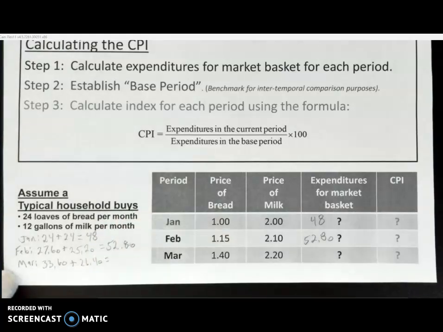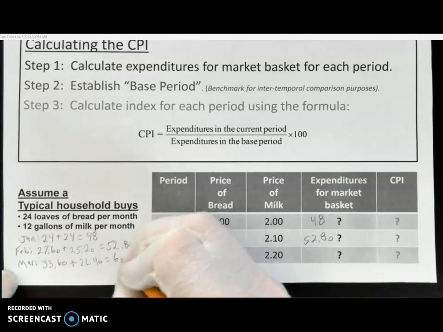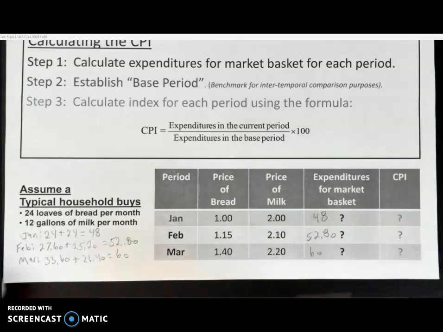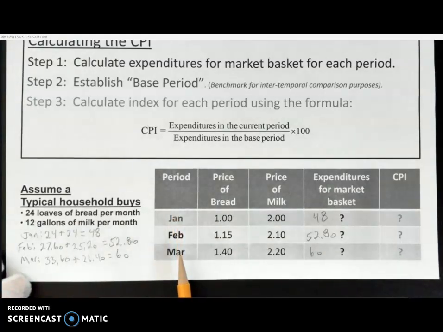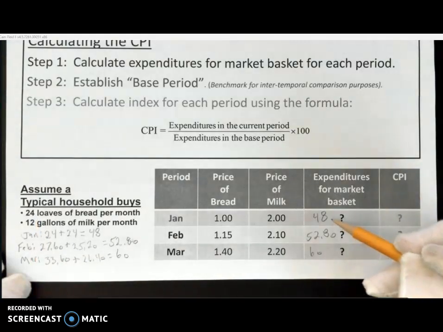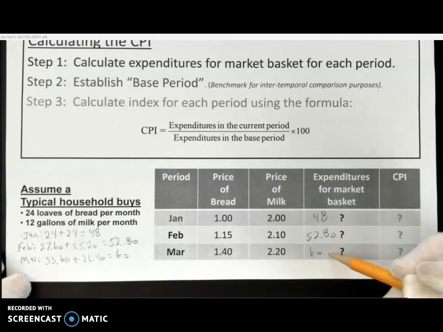And if I add those together, I get $60. Okay, notice that for each of these periods, January, February, and March, the basket did not change. Yet, I went from spending $48 to $52.80 to $60. This increase in expenditures, given the fixed basket, is inflation, higher prices.